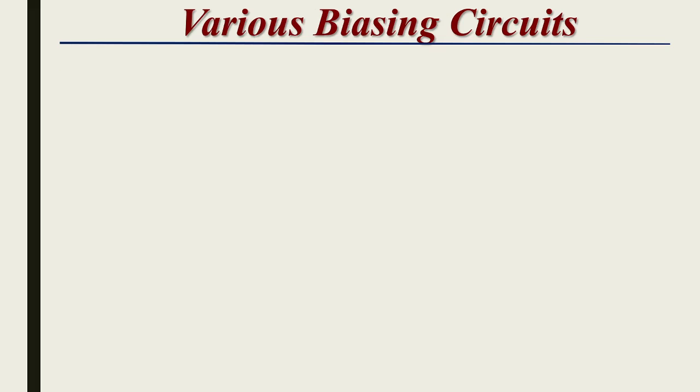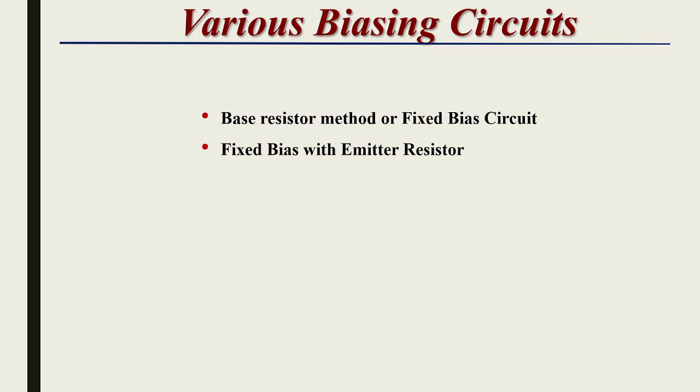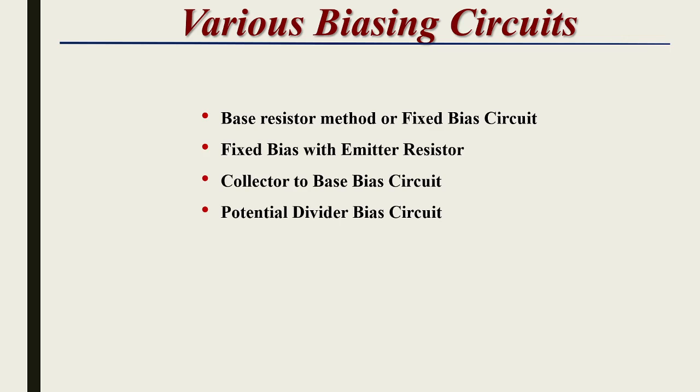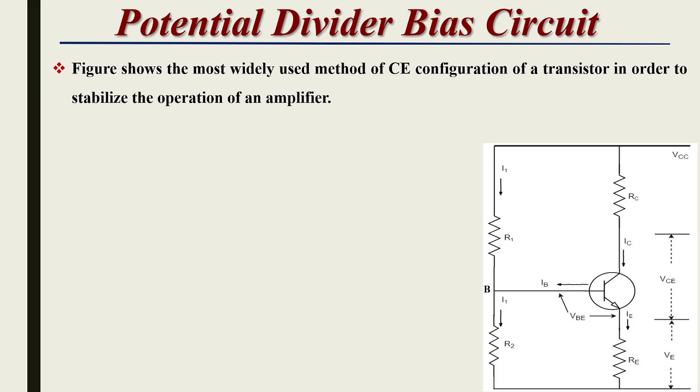Various biasing circuits are used to fix the position of this operating point. The first is the base resistor method, or fixed bias circuit. The second method is fixed bias with an emitter resistor. The third one is the collector to base bias circuit, and the last one is the potential divider bias circuit. Among these four, the potential divider bias circuit is the most popular circuit used for biasing, and it gives the most stabilization to the quiescent point.